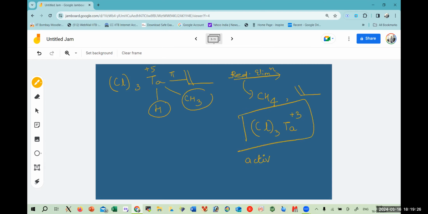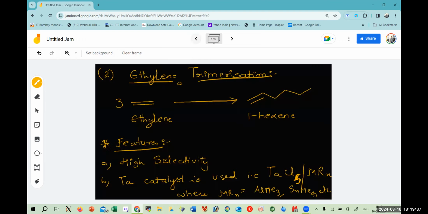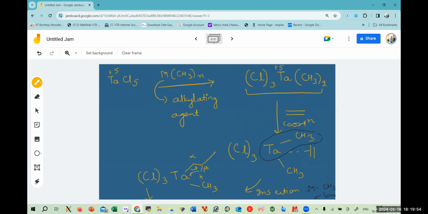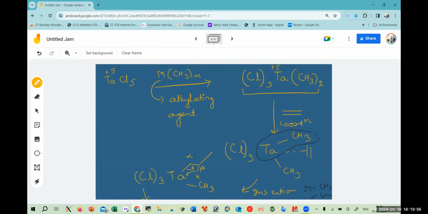So firstly, we are showing the mechanism to make the active species, which is going to convert your ethylene into 1-hexene. I hope you guys have understood it. I'll just repeat it one more time. What this reaction says is, we are taking three molecules of ethylene and converting them into 1-hexene. In this case, we are using tantalum pentachloride with an alkylating agent. So we need to make an active species, and the active species is tantalum +3.